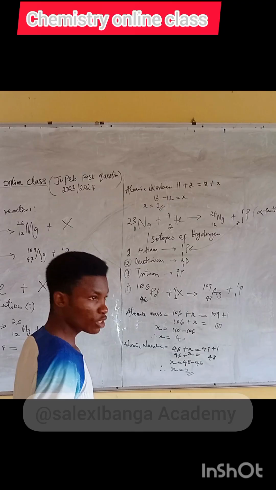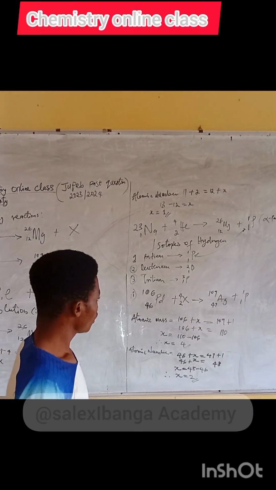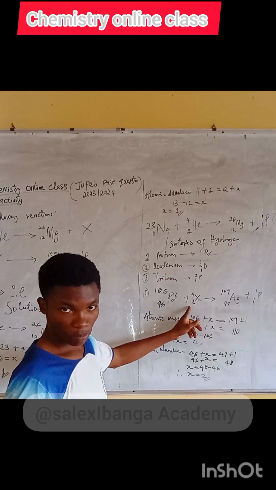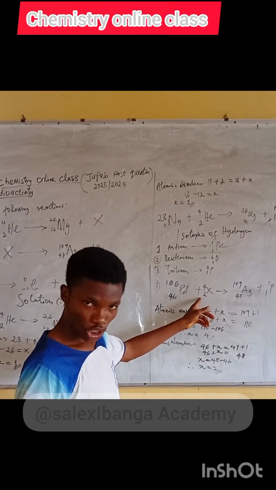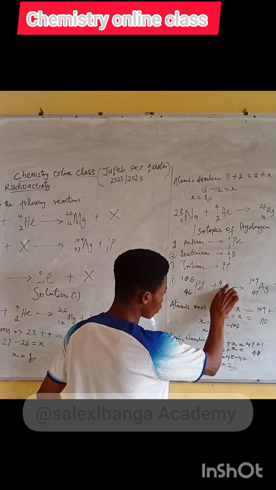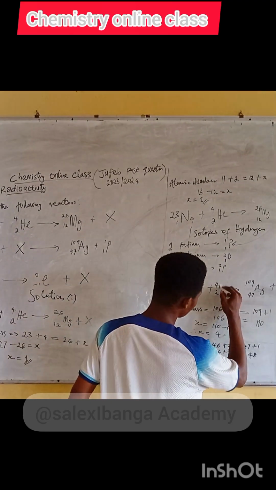Now, if you go to the periodic table and look for the element that gives atomic mass of 4 and atomic number of 2, we call that element helium. That's it. So I can quickly replace this with He, helium.